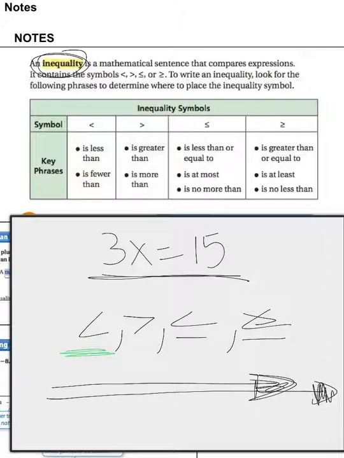So you're going to be practicing setting up inequalities and graphing them for this unit. These key phrases are going to be huge. If you look at what they're asking you to do and you use this key phrase, it will be super easy to figure out which inequality symbol you need. So use your chart. It's very helpful.